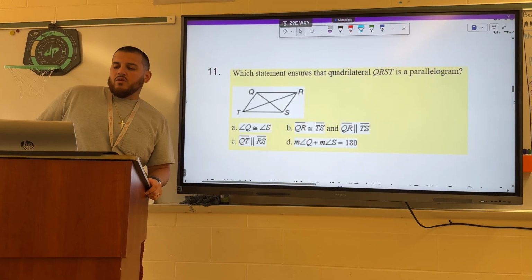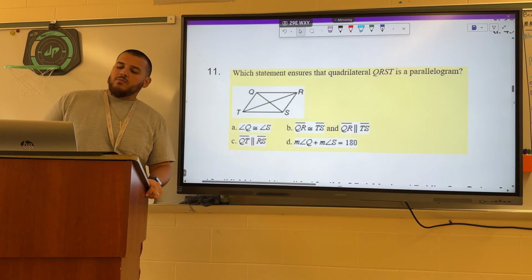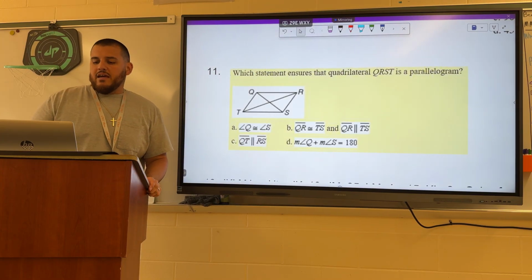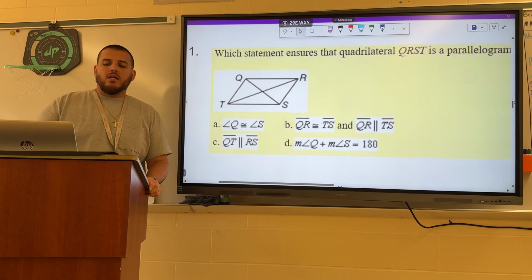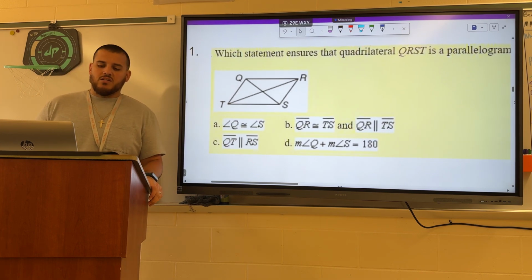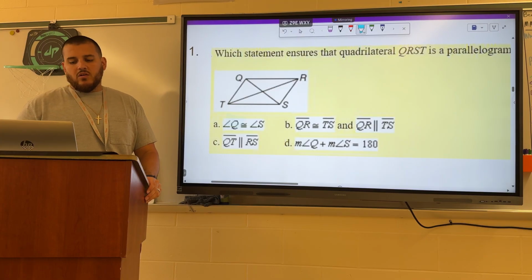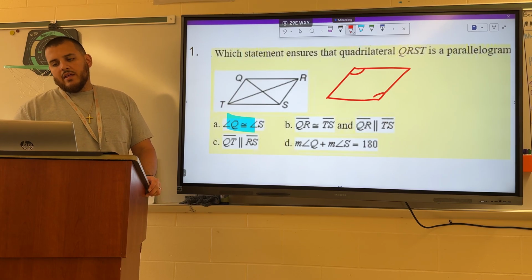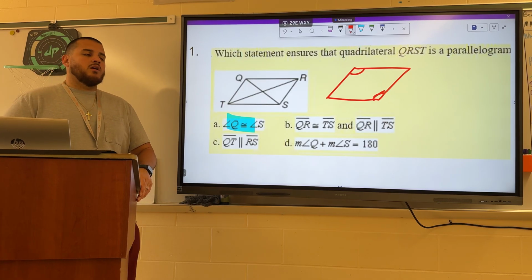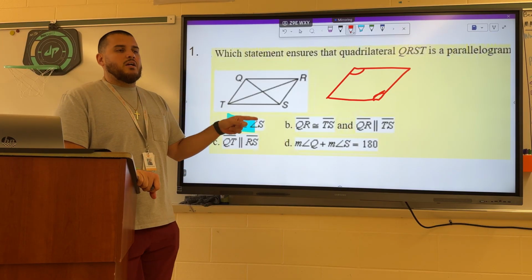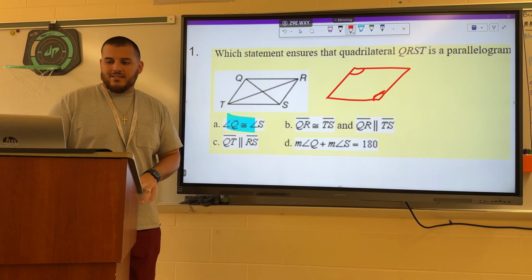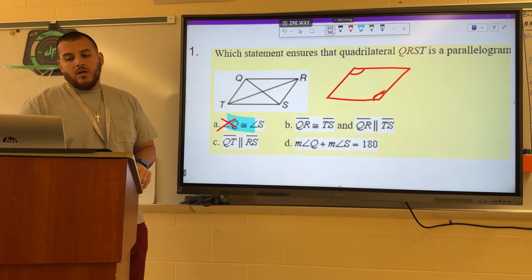In example 11, we have a great question here. It says, which of these multiple choice statements proves that this figure is a parallelogram? Okay, so let's evaluate each of them. Option A says angle Q is congruent to angle S. Well, if we looked at that without the diagonals in, that would be this angle congruent to this angle. Well, that's opposite angles being congruent to each other, but we know in a parallelogram, both pairs of opposite angles have to be congruent. So because T is not congruent to R, that does not give me a parallelogram.